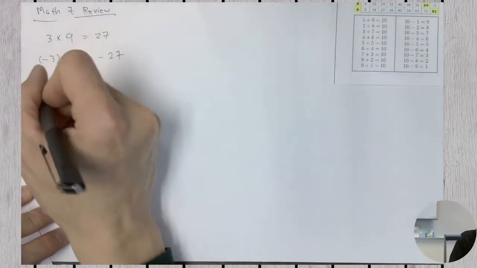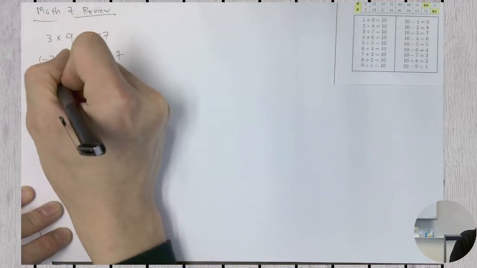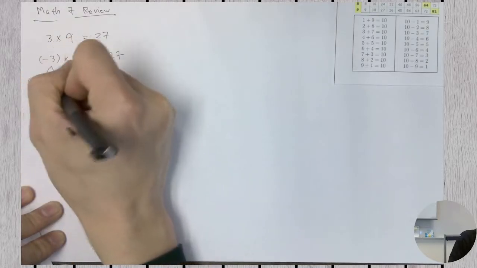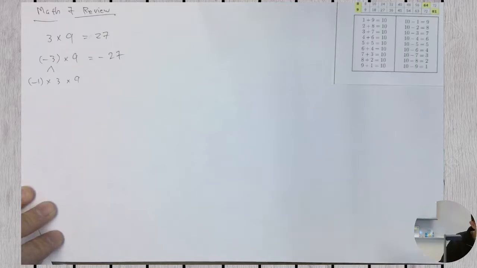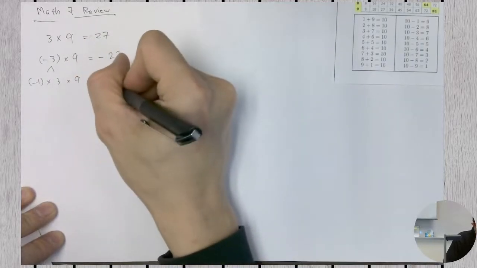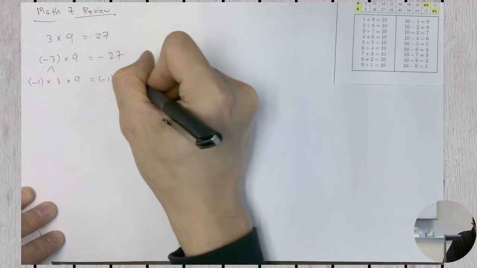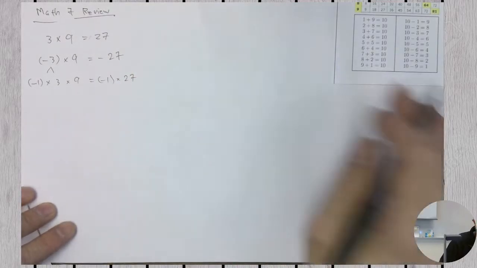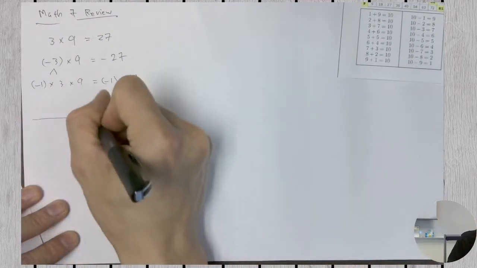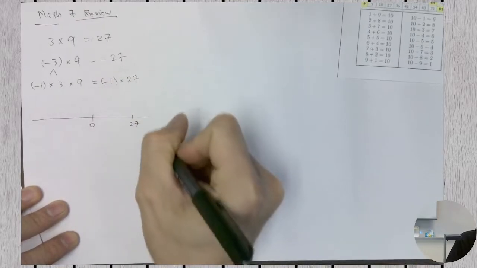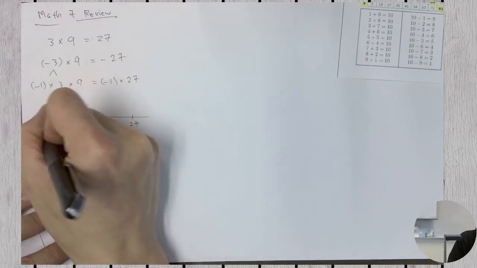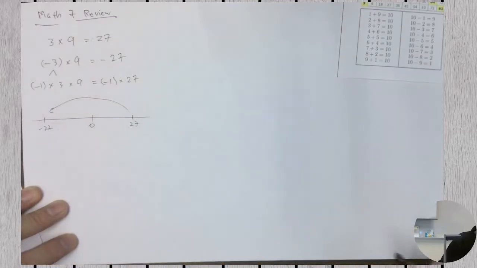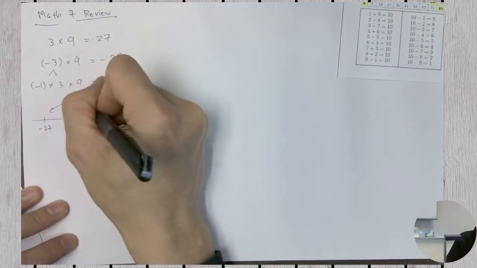The reason why is because I can rewrite negative 3 as negative 1 times 3 times 9, right? So the result would be negative 1 times 27. What's negative 1 times 27? Whenever you times negative 1 to a number, if that's 27, and you take 27 times negative 1, you're going to get negative 27. It's going to be on the other side. That would be the result of times negative 1.